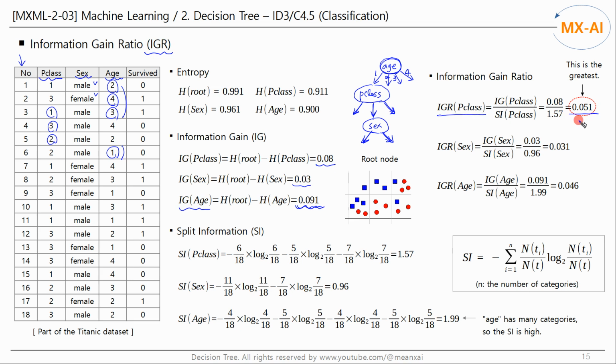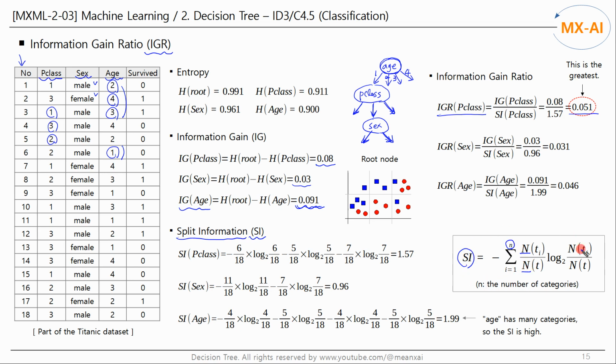Before looking at IGR, let's first look at SI, which is split information. SI is a kind of penalty. The formula for calculating SI is as follows. Here, n is the number of categories, and the capital letter N is the number of data points.